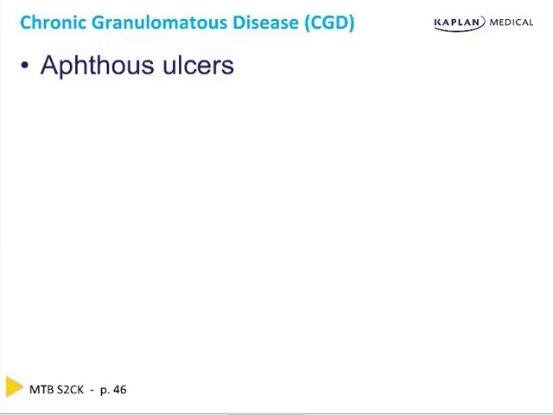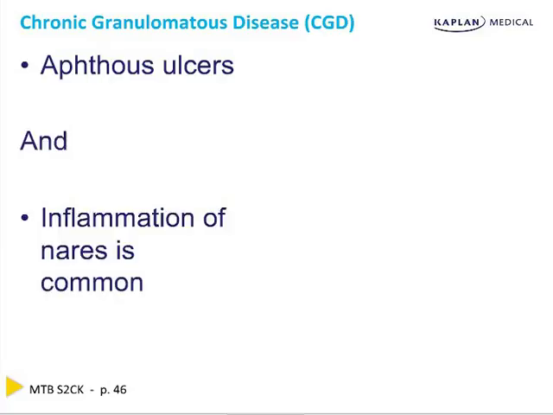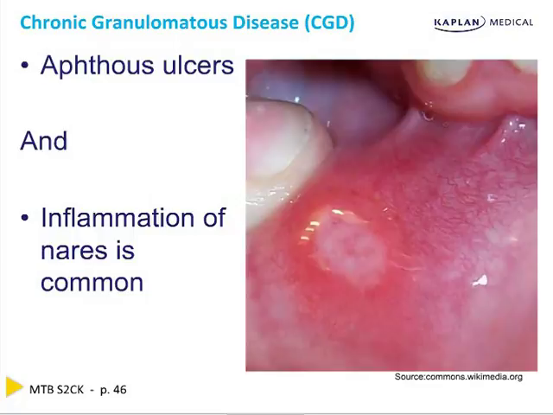Patients with CGD are also at a higher risk of developing aphthous ulcers, and inflammation of the nares is common. What does an aphthous ulcer look like? Well, somewhere along the buccal mucosa or on the inner lip, you'll notice this ulceration. It's very painful, it's aggravated, like a really bad canker sore, but much more painful.